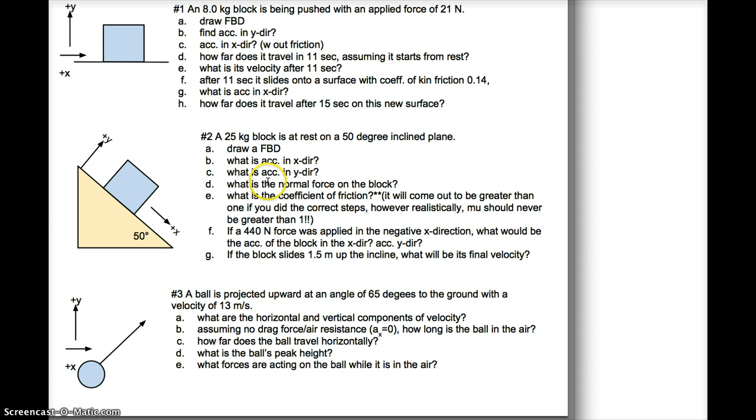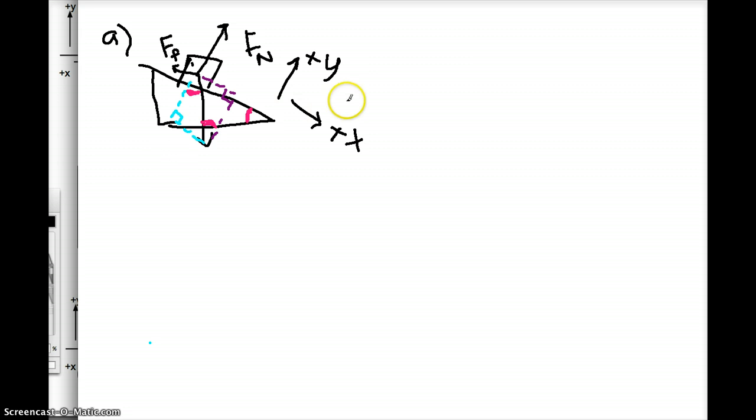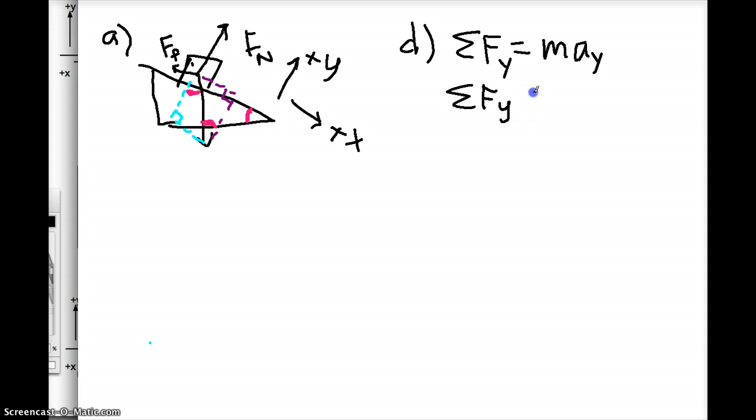Part D, what is the normal force on the block? Okay, so let's get back to that. So I can tell, since there's no acceleration in this y direction, that the sum of the forces in the y direction are going to be m(a)y. Sum of the forces in the y direction are going to be m times 0, which equals 0.